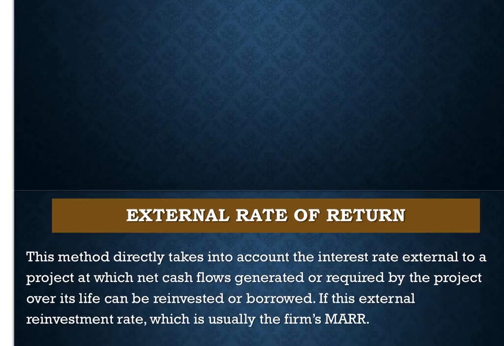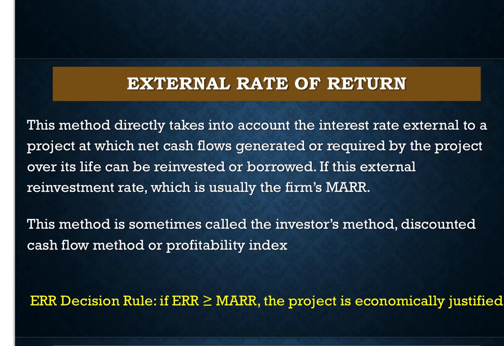Now let's go to the next type of return methods, which is the external rate of return. This method directly takes into account the interest rate external to a project at which net cash flows generated or required by the project over its life can be reinvested or borrowed. This external investment rate is usually the firm's MARR. This method, the external rate of return, is sometimes called the investor's method, discounted cash flow method, or profitability index. Same decision rule: if our ERR is greater than our MARR, the project is economically justified.